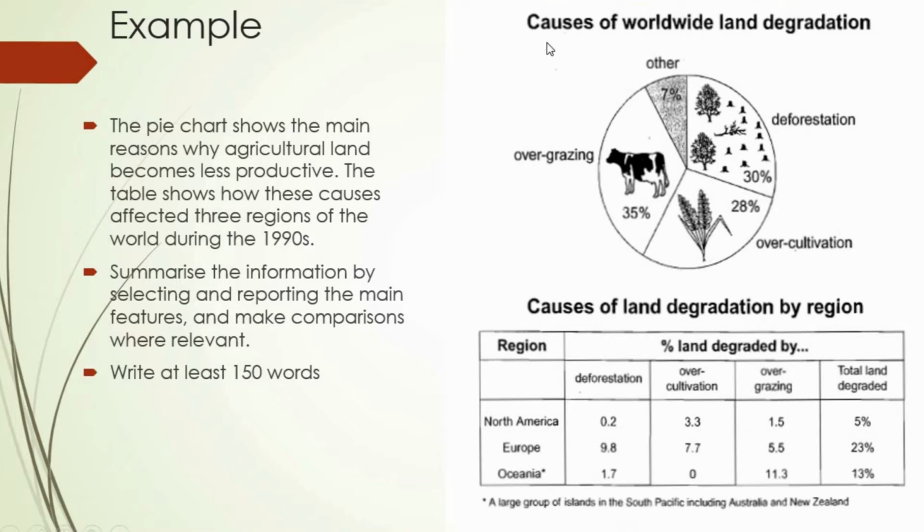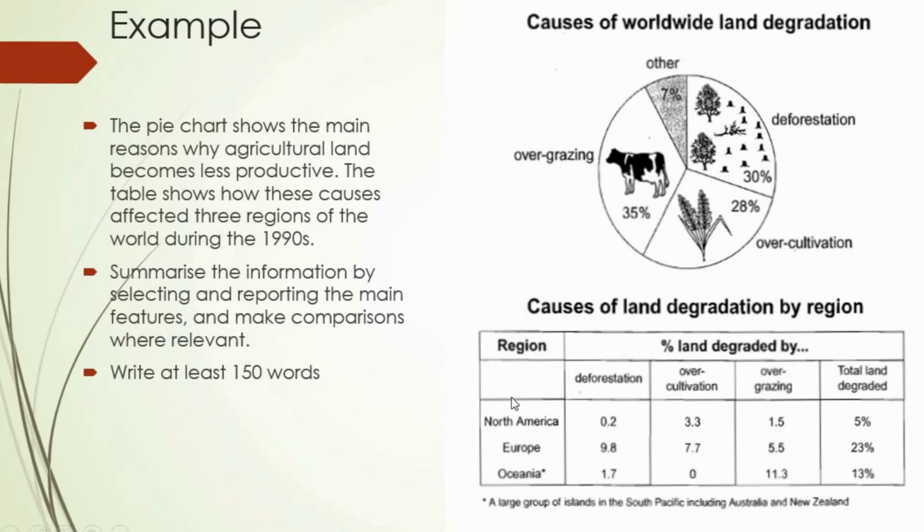Now before we see the sample response, let us first analyze this figure in our own way. It says the causes of worldwide land degradation, and this is a pie chart. It shows that the major concern is overgrazing, 35%, followed by 30% of deforestation. The third major concern is overcultivation, 28%, and others is only 7%. So overgrazing first, deforestation second, and overcultivation third.